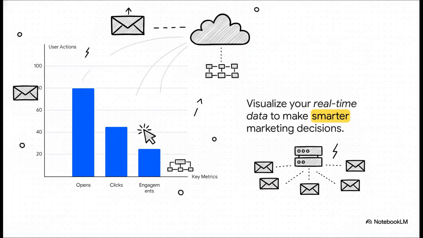You get access to this really detailed real-time data that goes way beyond just simple delivery rates. When you can see exactly who's opening, who's clicking, and how they're engaging with your content, well, that gives you the essential insights you need to make much smarter marketing decisions.